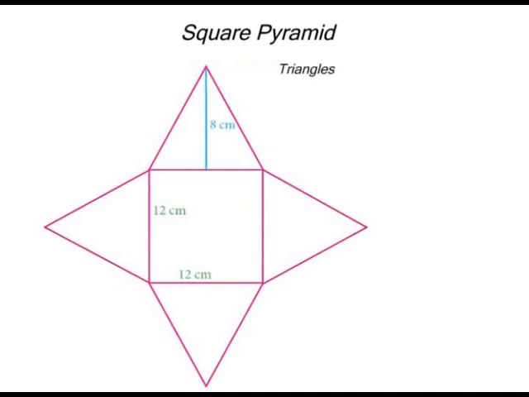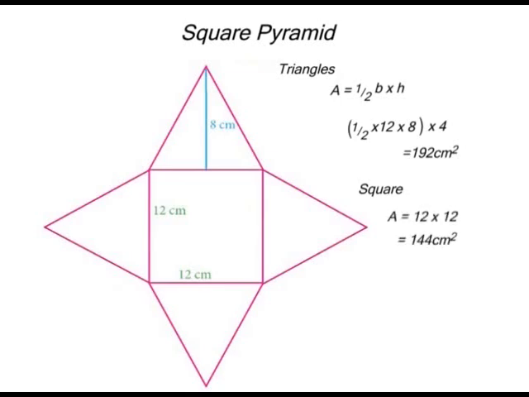Triangles. Area is a half base times height. A half times 12 times 8, and there are 4 of them. That will give us 192. The square, 12 times 12 gives us 144. We add the 2 and we get 336 square centimeters.